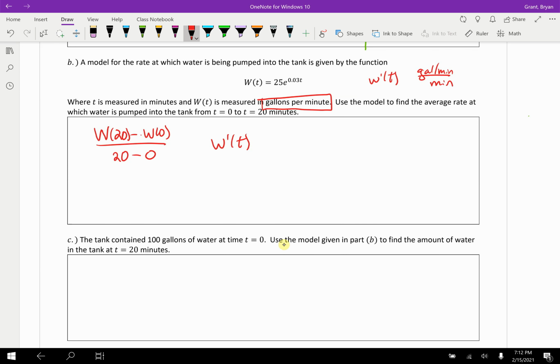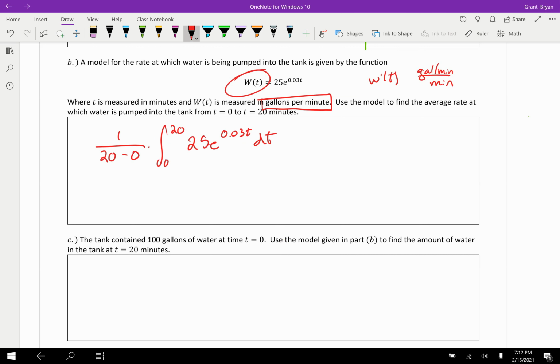They asked us the average rate at which water is pumped in the tank. We want our answer to have the same units as W of t. We want our answers to be in gallons per minute. So for this one, you're just going to have to set up that average value: 1 over 20 minus 0 times the integral from 0 to 20 of W of t, and I'm just writing out the function here, dt.